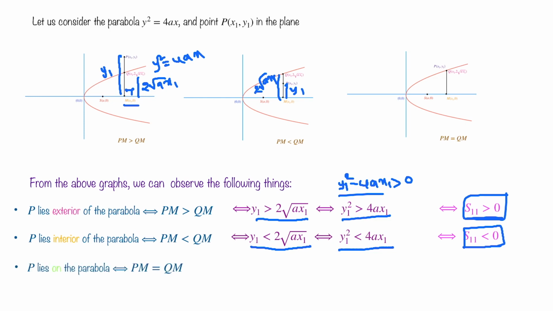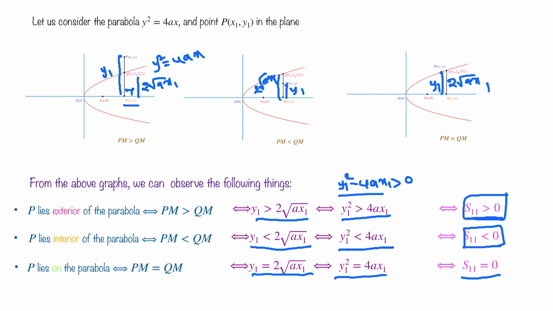Next, P lies on the parabola if and only if PM equals QM. So what is PM here? PM is y1, and the same thing, QM is 2 root a x1. So that is why this holds if and only if y1 equals 2 root a x1, which is equivalent to y1 squared equals 4a x1, which is equivalent to saying that S11 equals 0. So P lies on the parabola if and only if S11 equals 0.